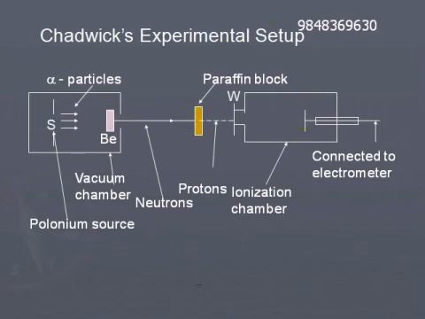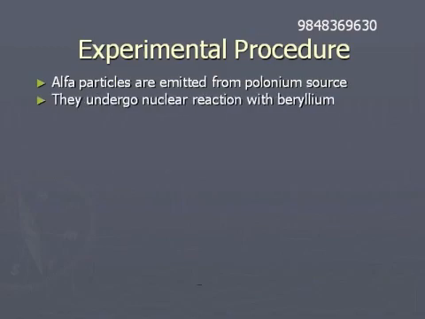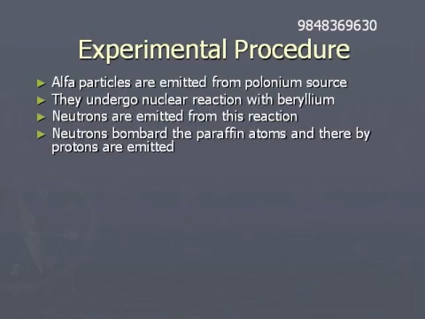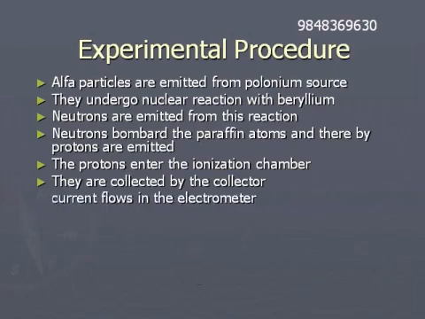The source of alpha particles is polonium, and these alpha particles travel and are incident on beryllium. Due to the nuclear reaction of the alpha particles with beryllium, neutrons will be produced. Neutrons bombard the paraffin block and thereby protons will be ejected. These protons will be collected by the ionization chamber and the ionization current will be measured by an electrometer. This is the experimental setup of Chadwick.